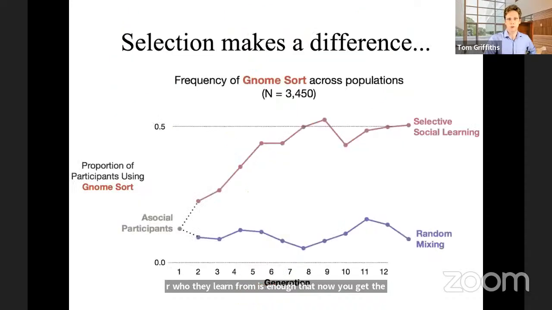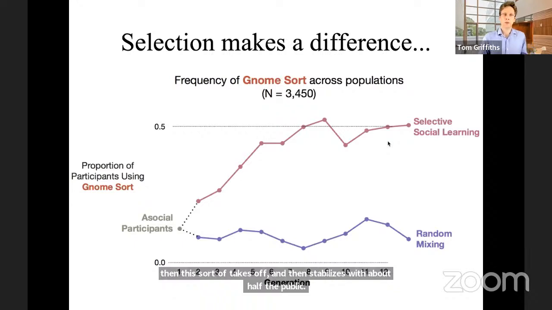And so this is a sort of striking effect, right? So this is the proportion of participants who are using this gnome sorting algorithm. And then if we have this random mixing, which was the first condition I told you about, it stays pretty flat. But if you allow people to select who they learn from, then this takes off and then stabilizes with about half the population using this improved algorithm.